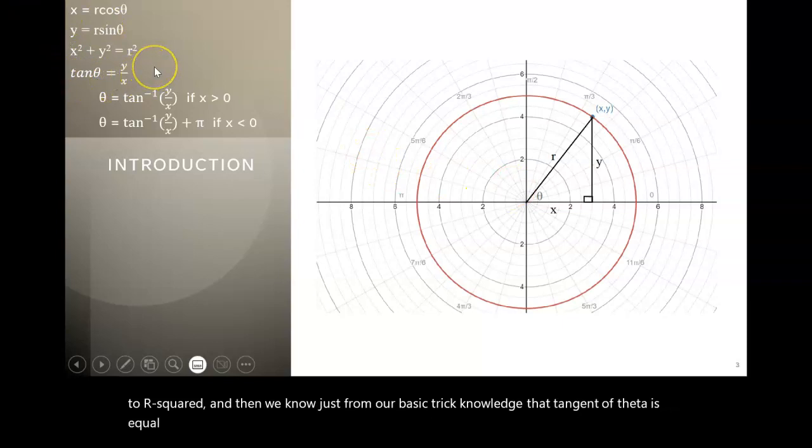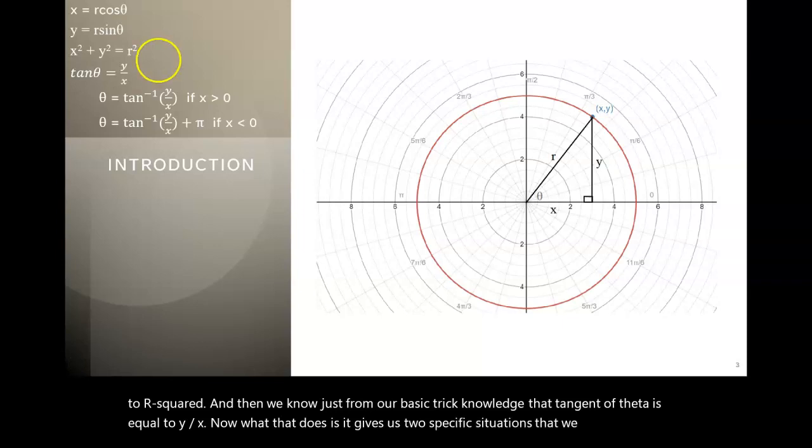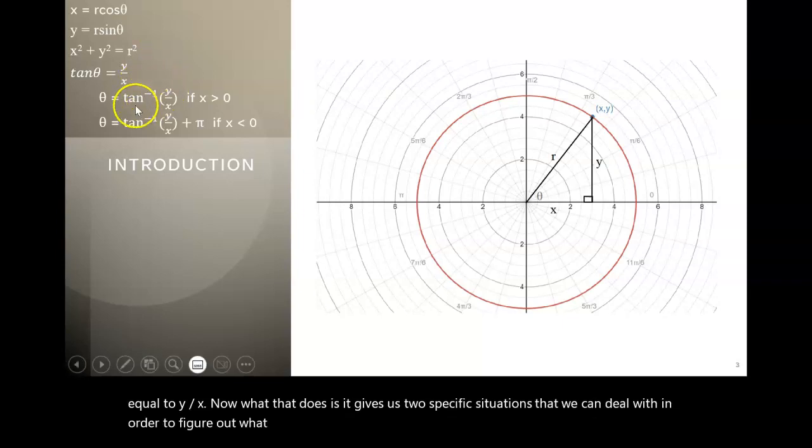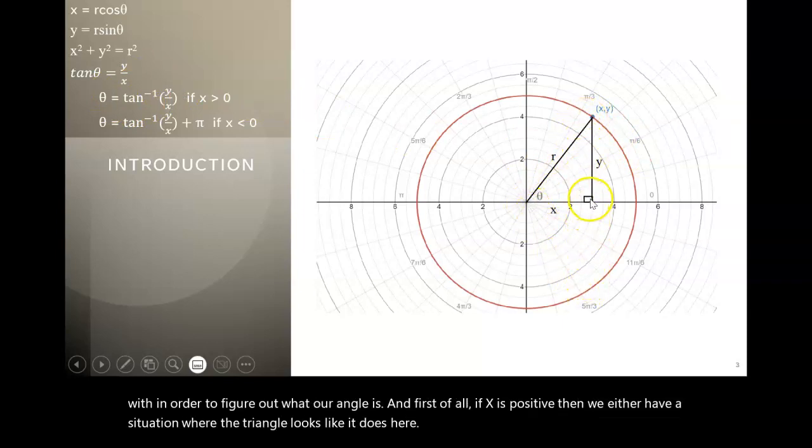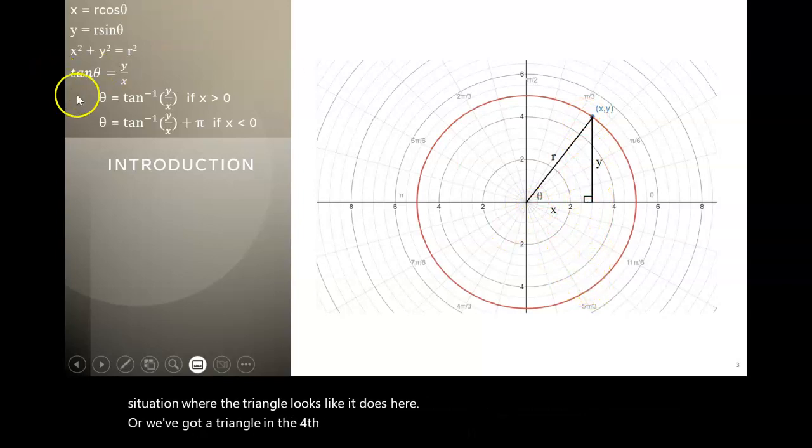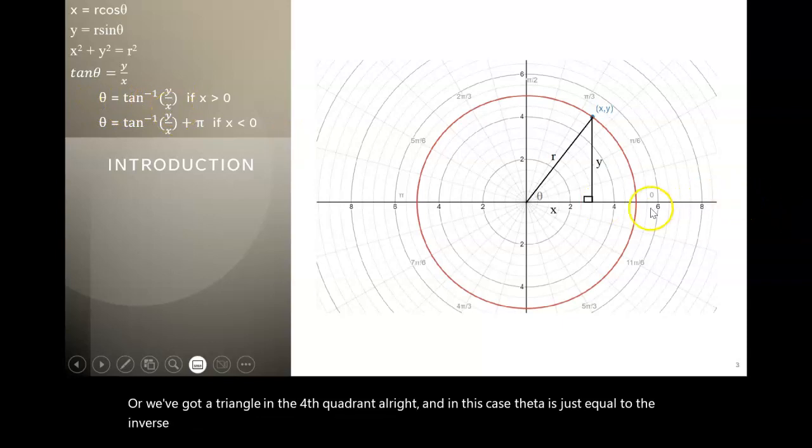And then we know just from our basic trig knowledge that tangent of theta is equal to y over x. Now, what that does is it gives us two specific situations that we can deal with in order to figure out what our angle is. First of all, if x is positive, then we either have a situation where the triangle looks like it does here, or we've got a triangle in the fourth quadrant. In this case, theta is just equal to the inverse tangent of y over x.